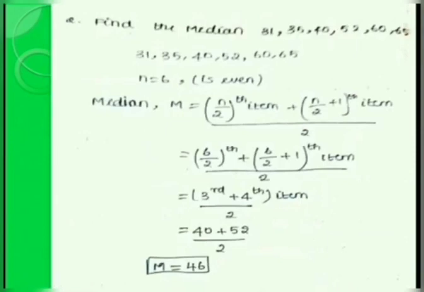Our next example is find the median for the data. First we have to arrange in ascending or descending order and then count how many data are given. Here 6 data are given, so small n is equal to 6, which is even. Our median formula for even is M is equal to the n by 2th item plus the (n by 2 plus 1)th item, divided by 2. So n is 6, 6 by 2 is 3 and 6 by 2 plus 1 is 4. Our third and fourth items are 40 and 52. So 40 plus 52 divided by 2 is 46. So our median is 46.